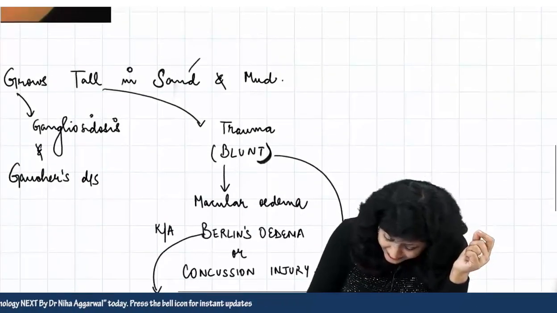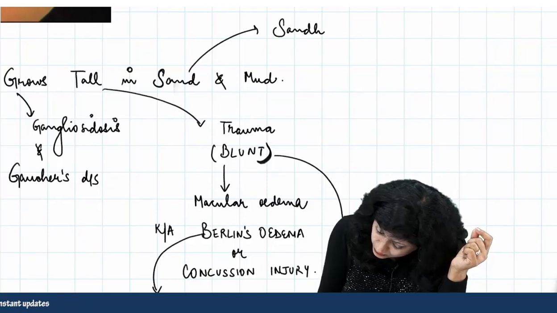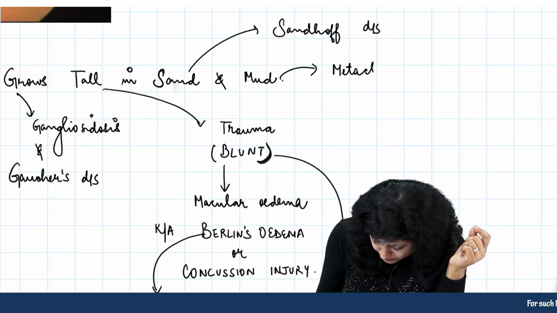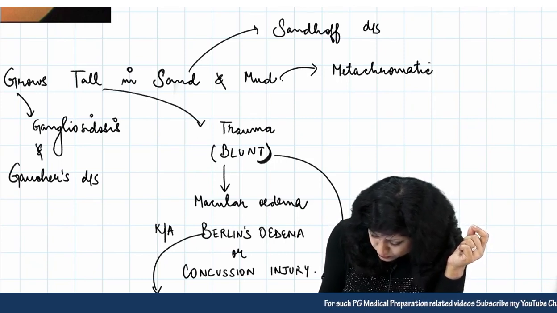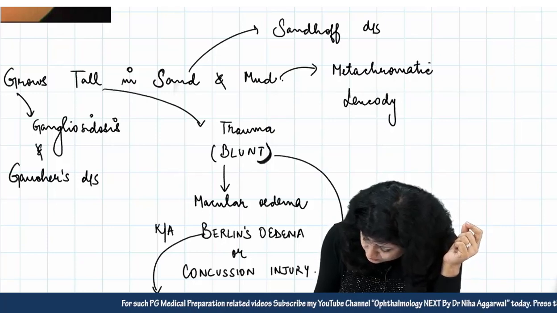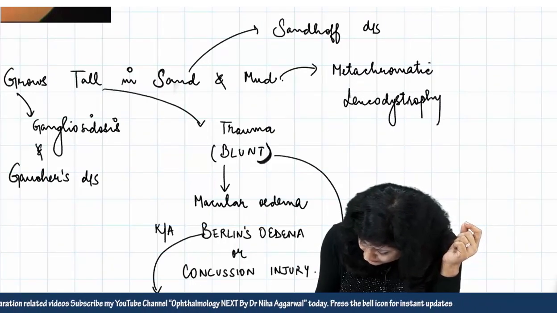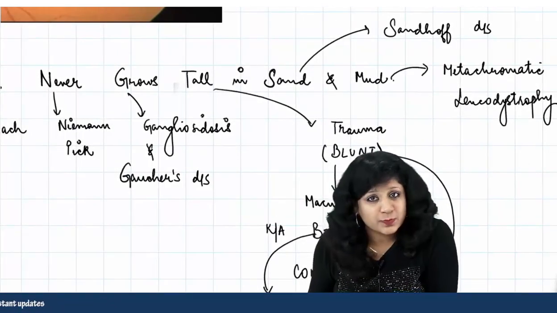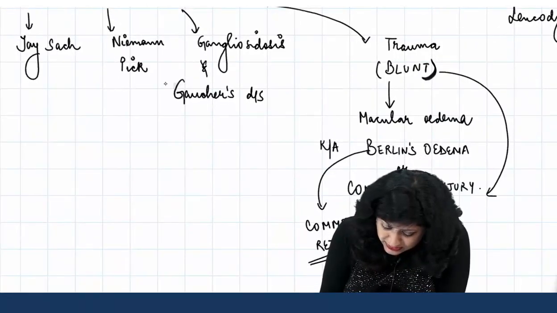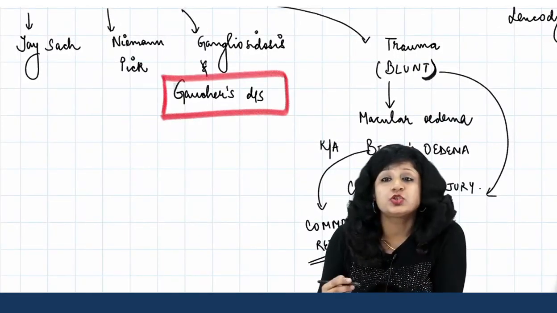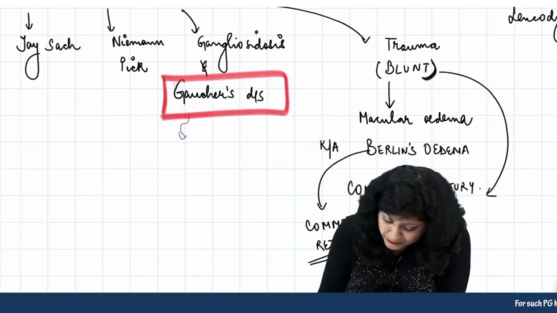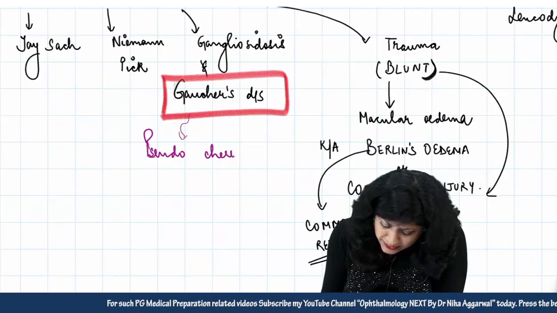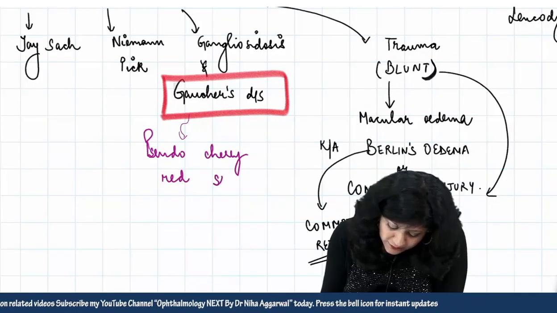Then we have got Sand. Remember, Sand is your Sandhoff disease, and mud is your metachromatic leukodystrophy. So if you remember this, you can learn all the causes of cherry red spot. Another important thing is that this Gaucher's disease actually does not show you the true cherry red spot. It is the pseudo. This is your pseudo cherry red spot. Now this thing will help you in solving so many MCQs.